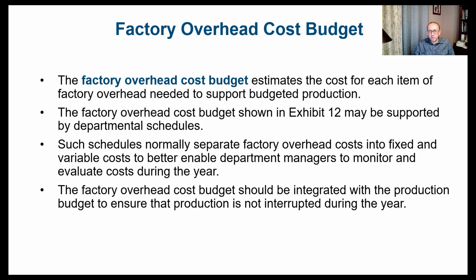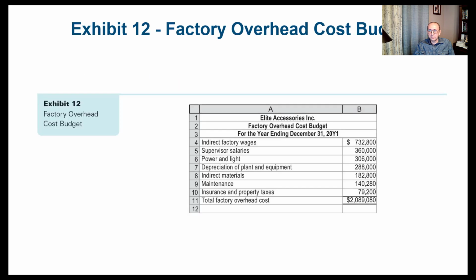The factory overhead cost budget should be integrated with the production budget to ensure that production is not interrupted during the year. So let's see this Excel sheet here. It shows us the factory overhead cost budget. We have the indirect factory wages, the supervisory salaries, power and light, depreciation, indirect material, maintenance, insurance and property taxes, and then we get the total, and the total factory overhead cost is $2,089,080.